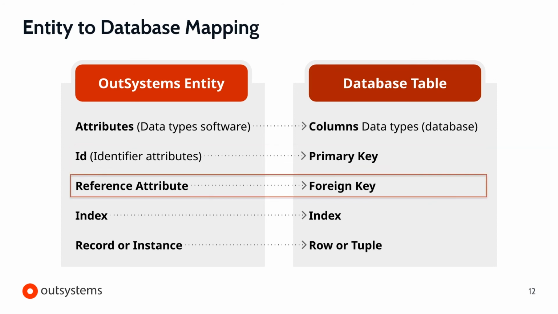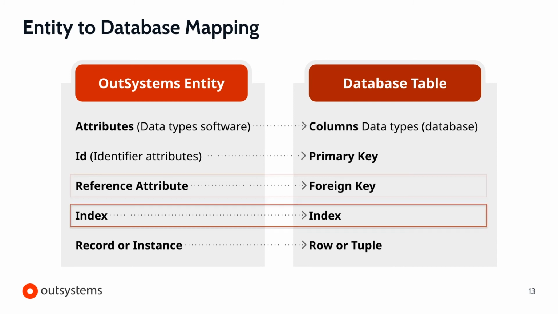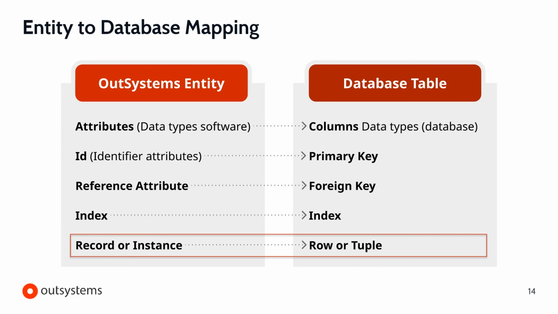Entities can also have references to other entities, which we define through reference attributes, and those are foreign keys in the database. Our entities can also have indexes, which are actually an index of the database table. Finally, entities can have records or instances, so we might have multiple instances of a customer. Those are rows inside the customer table in the database, which sometimes are referred to as tuples.